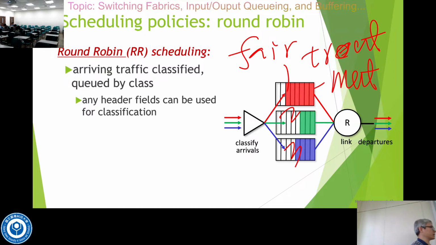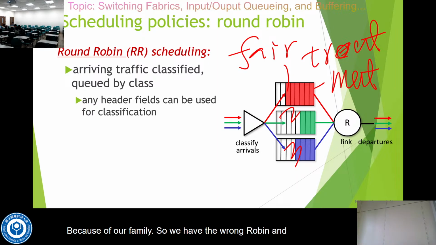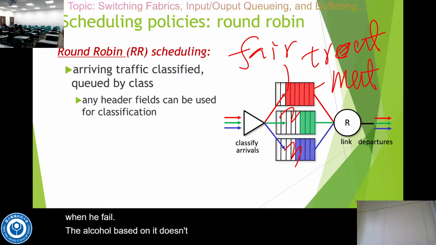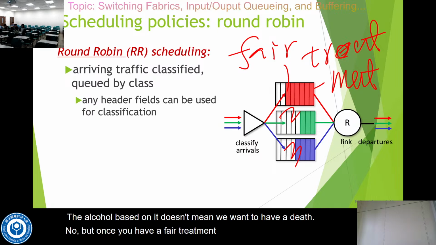Because of fairness, we have round robin, and also we can have weighted fair. Therefore, this doesn't mean we want to have the priority. No, we want to have a fair treatment. So this is different from priority scheduling.